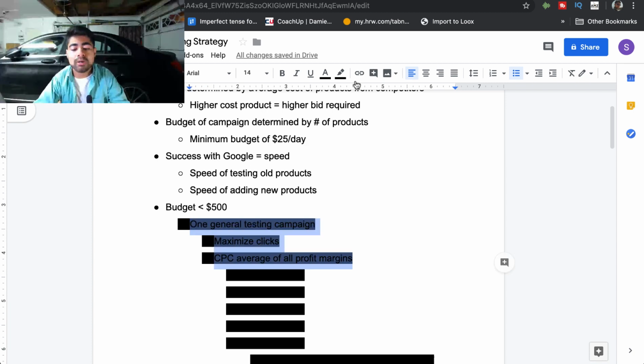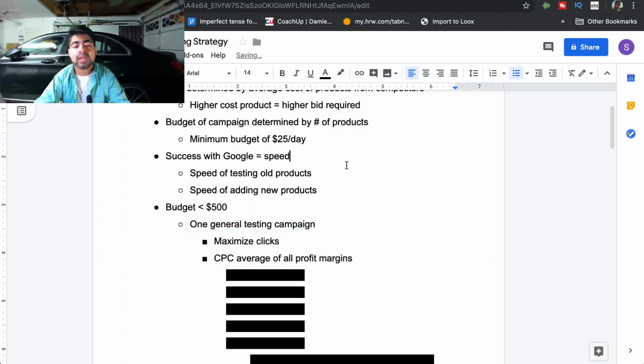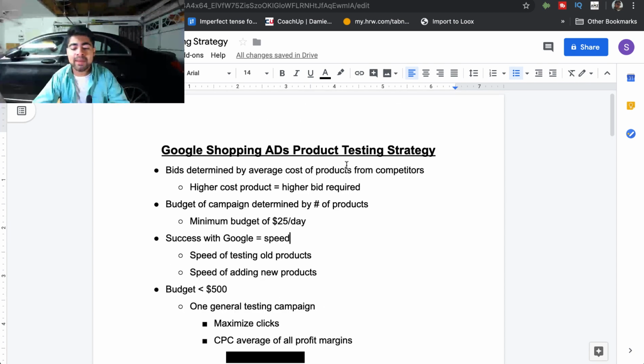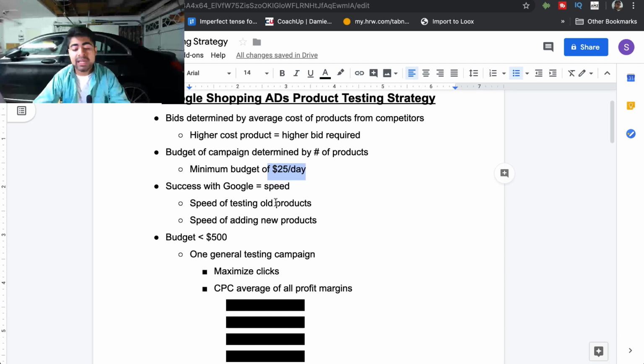But how should you go about the Google Shopping campaign if you have a budget of less than 500? Well, in this case, you need to create one specific campaign, and this will be the only campaign that is run on your Google Ads account until you find a winning product within this campaign. But until then, you will only run this one general testing campaign. And this general testing campaign will again run at a budget of $25 per day, as I mentioned, unless you have more products, of course. But if you're just a beginner, start off with $25 a day.